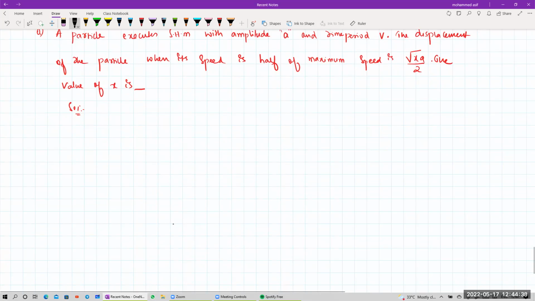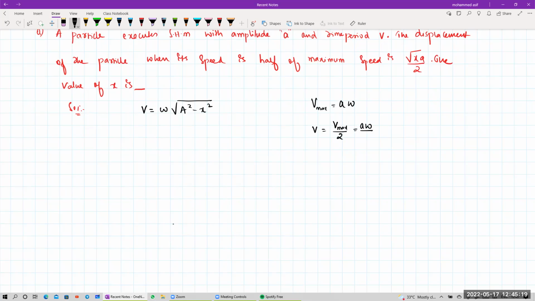A particle is executing SHM with amplitude A and time period V. The displacement of the particle, that is x, when its speed is half of the maximum speed is root of x by A by 2; find the value of x. Velocity and displacement relation: v is equal to omega under root of A square minus x square. Vmax is equal to amplitude A into omega. Given in the problem, v is equal to Vmax divided by 2, and Vmax is A omega, so v is A omega divided by 2.